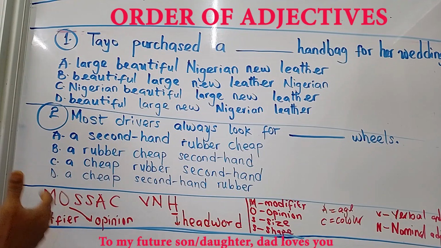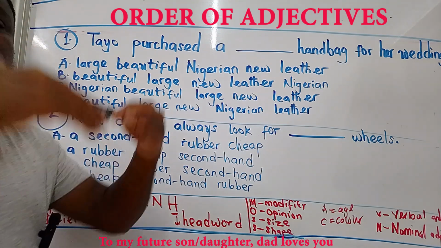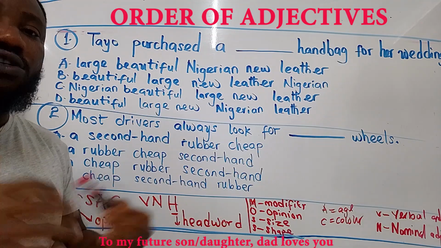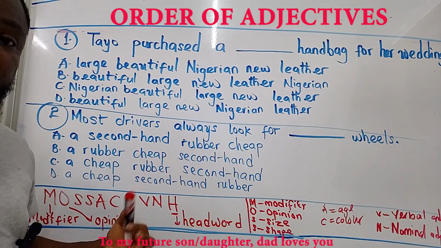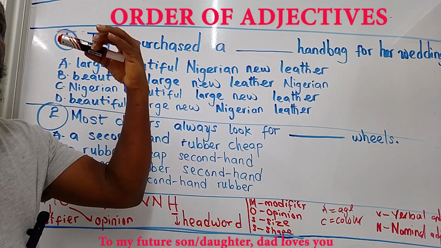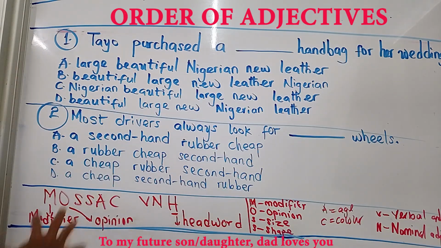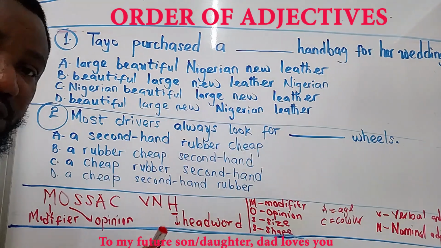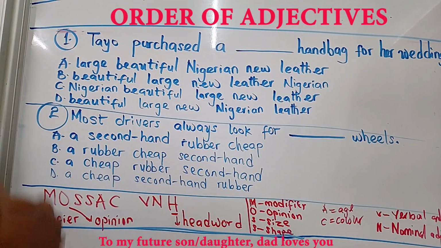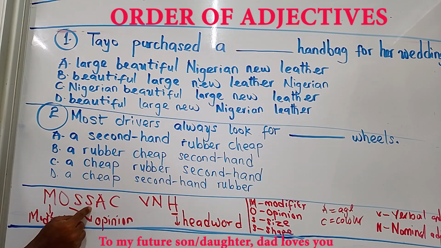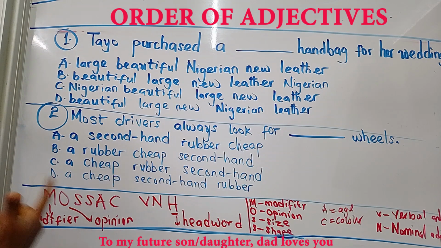So after that we have size. Size, how big, how small, maybe tall, short something is. So you have big, huge, humongous, magnificent. All of these are examples of adjectives that fit under size. And after that, we have shape: rounded, rectangular, circular, oval, spherical. These are examples of adjectives that come under shape.